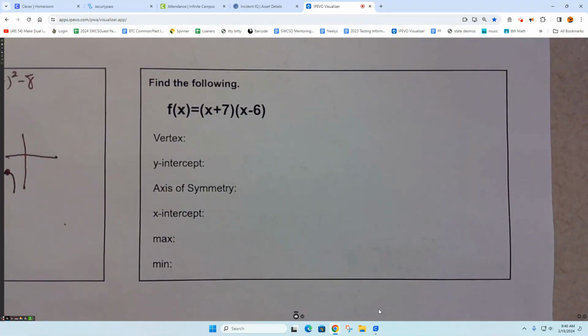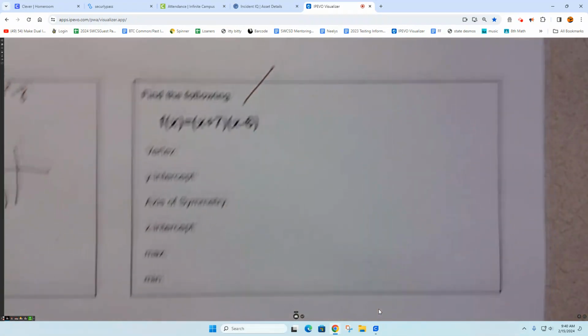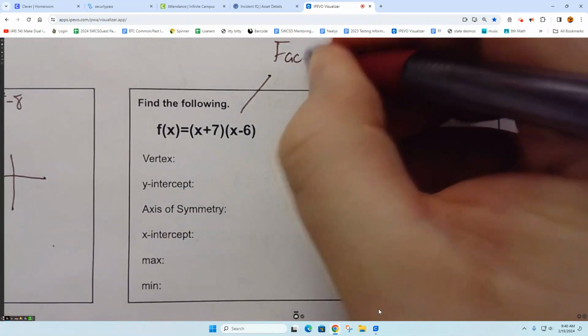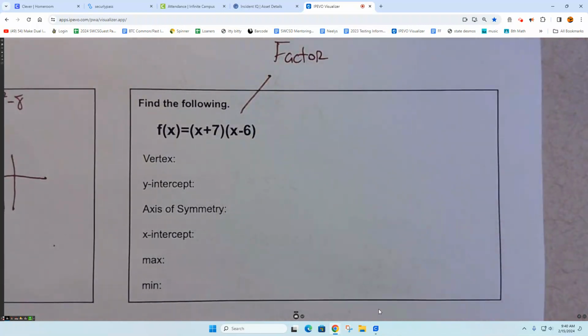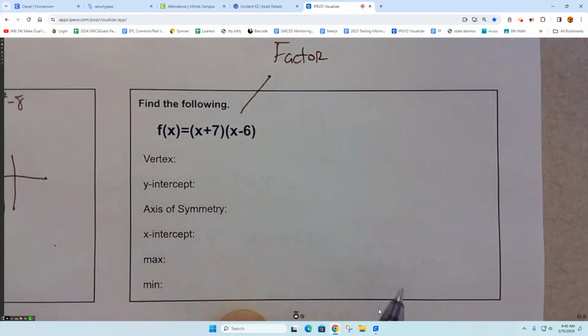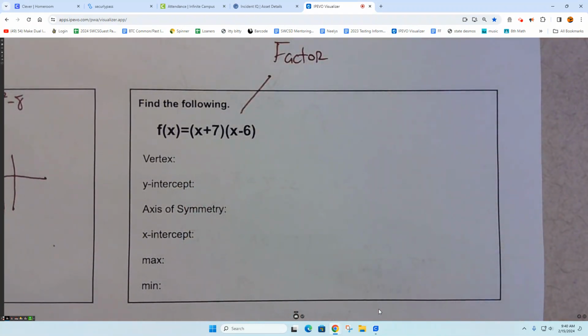Vertex. What form is this in? Vectored. So all of them have a reason why we like it. This one has one reason that we like it. Anyone know? I can look at this and I can answer one of these questions without doing any math, except in my head.